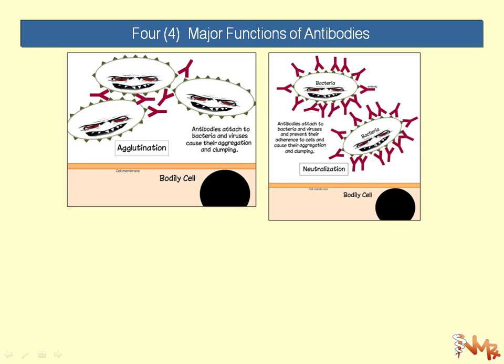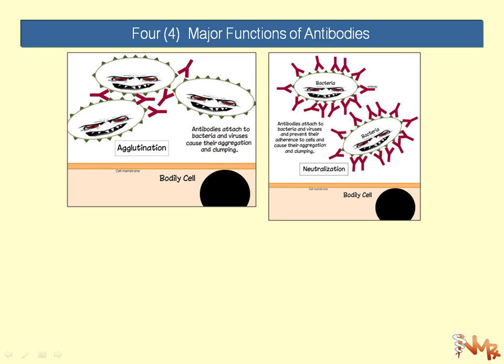By virtue of neutralization, as you can see in the diagram, the Fab region of the antibodies attaches to the antigens on the surface of the bugs. The antibodies surround the bugs. The bugs may get big because of attachment of antibody proteins, so they cannot enter into the cells. So it produces a mass effect in the bacteria.